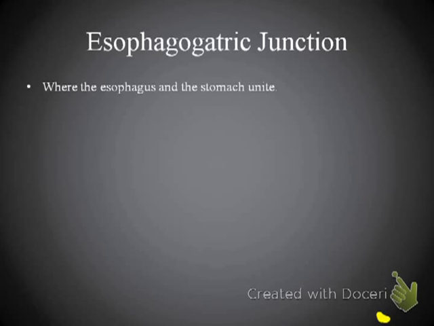If we begin with the stomach, we have the esophagogastric junction, and that's where the esophagus and the stomach unite. And so that's just as we saw the UPJ being where the renal pelvis and the ureter join. We have the esophagogastric junction. This is supposed to have an S here. I just now noticed it. There should be an S, gastric, not gastric. Junction is where the esophagus and the stomach actually come together.